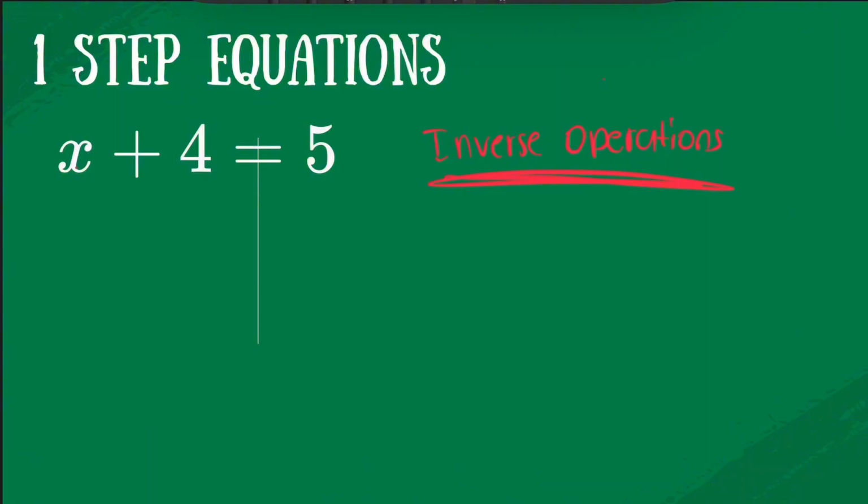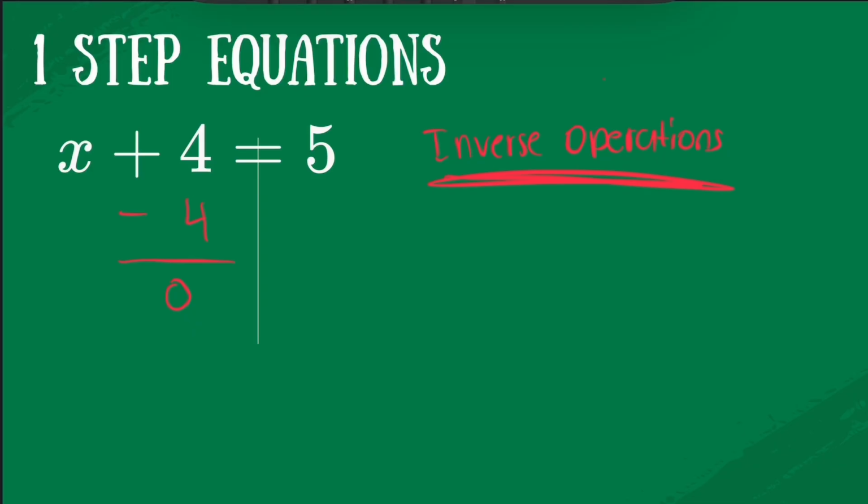So here I have x plus 4. I have to think, okay, what's around x? This plus 4. Now what is the inverse of that plus 4? Well, minus 4. The inverse of addition is subtraction. Another word for inverse is opposite. We always want to do the opposite. So I'm going to do minus 4 here. Now 4 minus 4 is going to be 0.